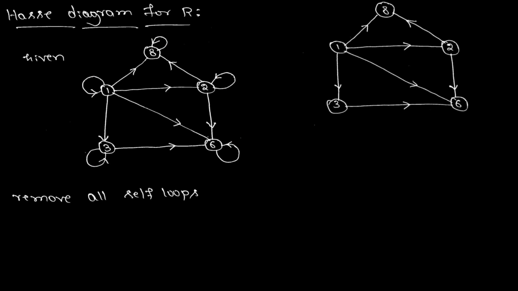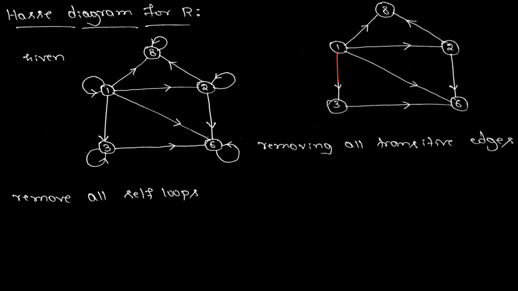Here we have written. We have removed the self loops. See, 1 to 1 there is a loop, we don't have it here. Right. So we have removed self loops. Now what is the second step? Remove all transitive edges. Which are all the transitive edges?